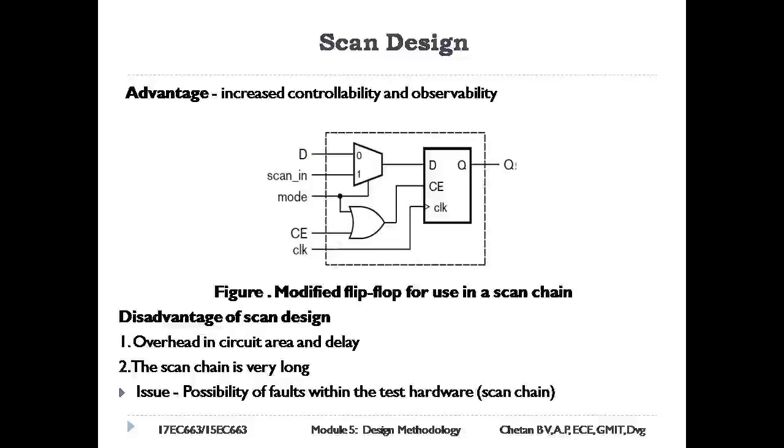The second disadvantage is that the scan chain is very long. Shifting test vectors in and result vectors out takes a large fraction of test time. One of the issues is the possibility of faults within the test hardware, that is, the scan chain. First test the scan chain, then proceed to test the internal circuits of the system.